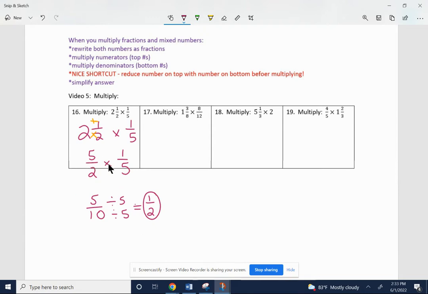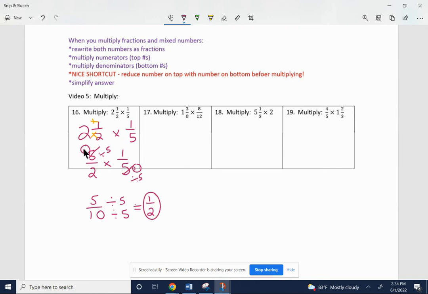But I want you to look at something here. Before I multiply the tops and the bottoms, you see how 5 and 5 can both be reduced? I can divide 5 and 5 by the same number. I could have divided this 5 by 5, and this 5 by 5. This 5 divided by 5 is 1. This 5 divided by 5 is also 1. And now I could go ahead and multiply my new problem I have here. I have 1 over 2 times 1 over 1.